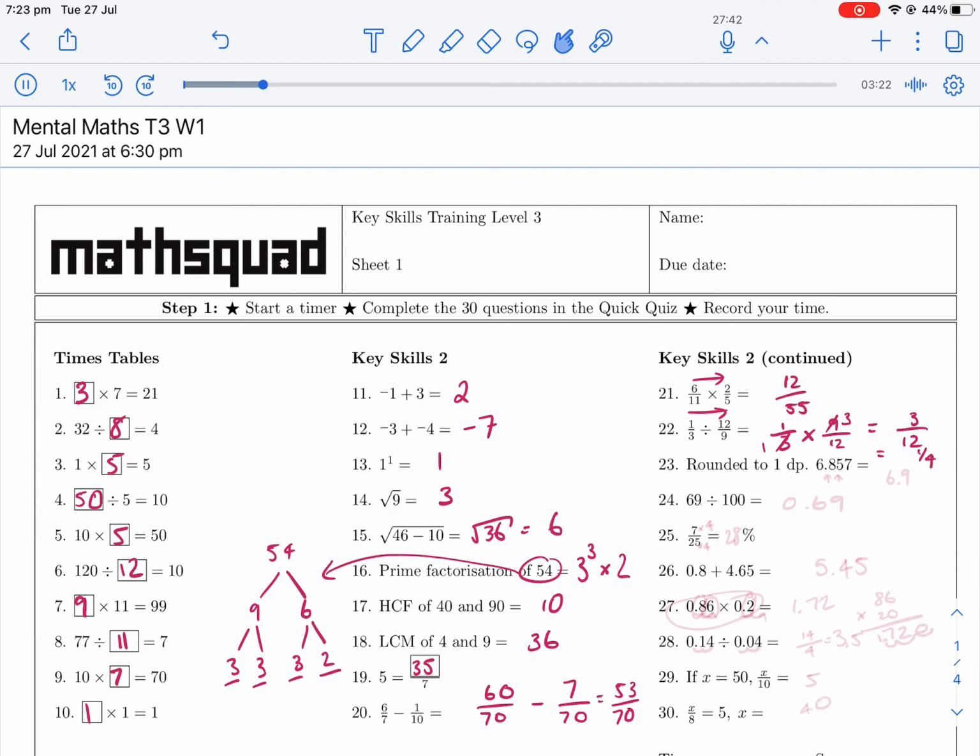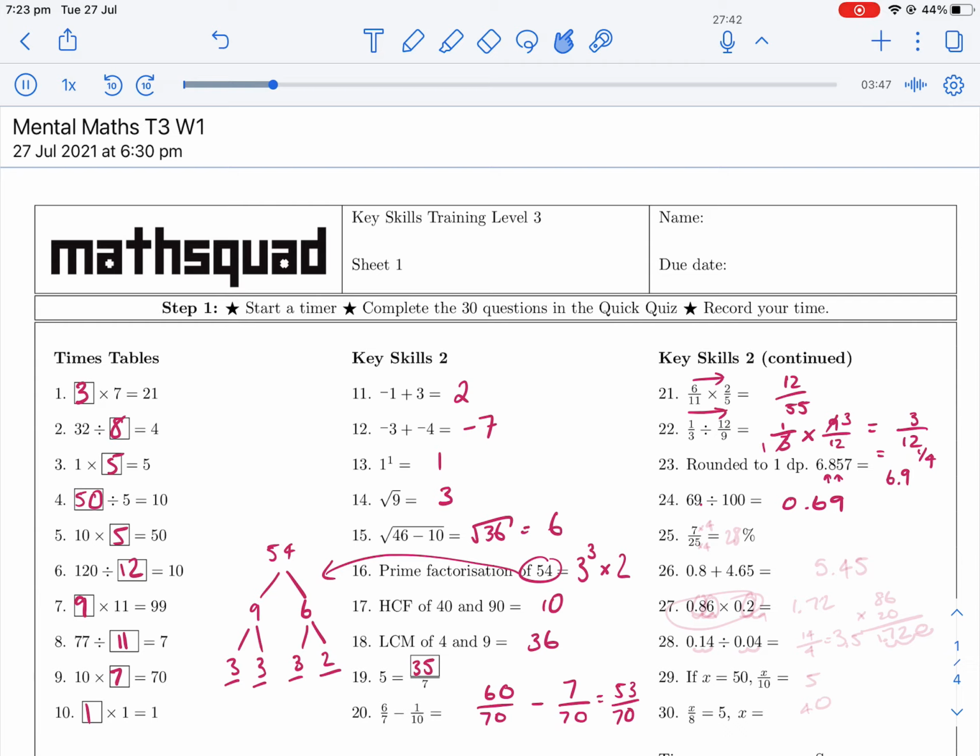Okay, rounded to 1 decimal point. So that's the first decimal point. So look at the second. Is it 5 or bigger? Yes. So 6.9. Alright, here's your invisible decimal point. If you're dividing by 100, move it 2 spots to the left, 0.69.